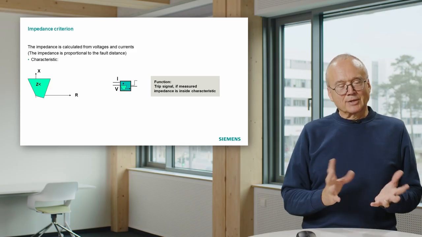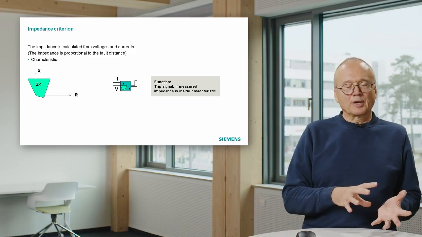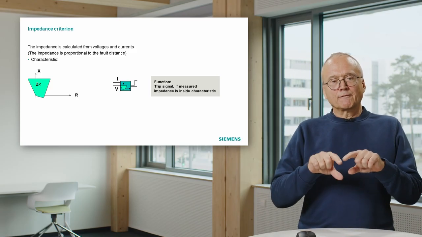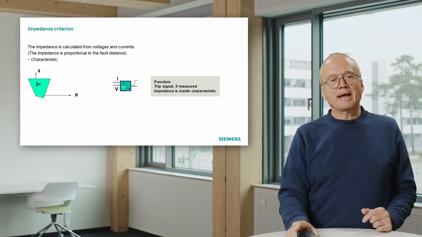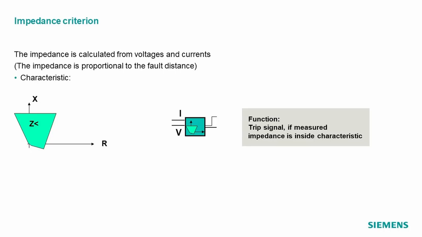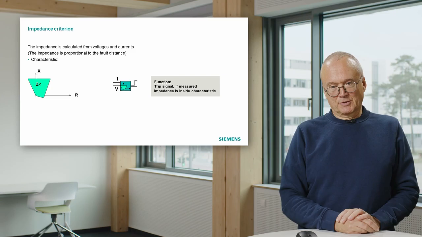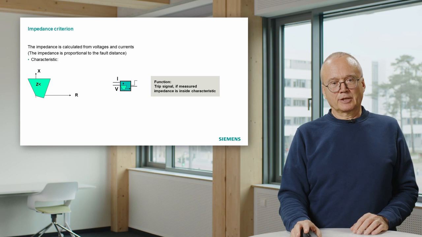And to make the decision, is it on the line or not, we define an area in the impedance plane, and as soon as we measure an operating point inside this green area, we issue a trip signal. That is the principle in distance protection.